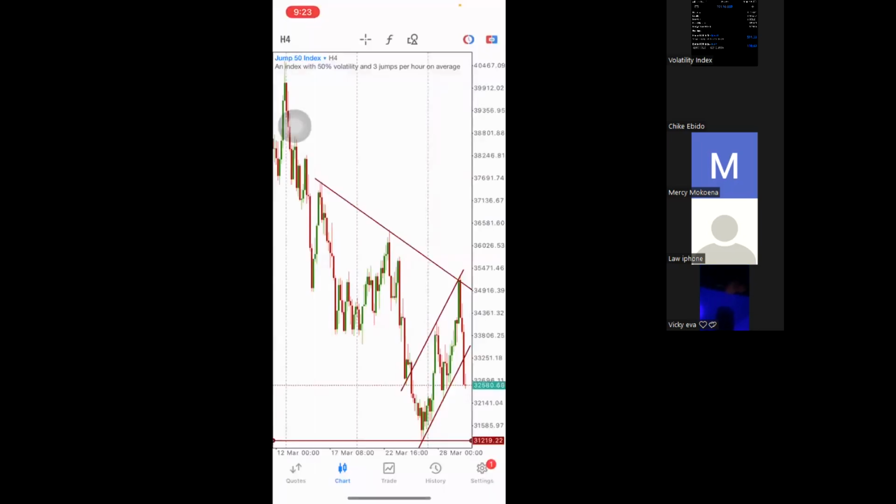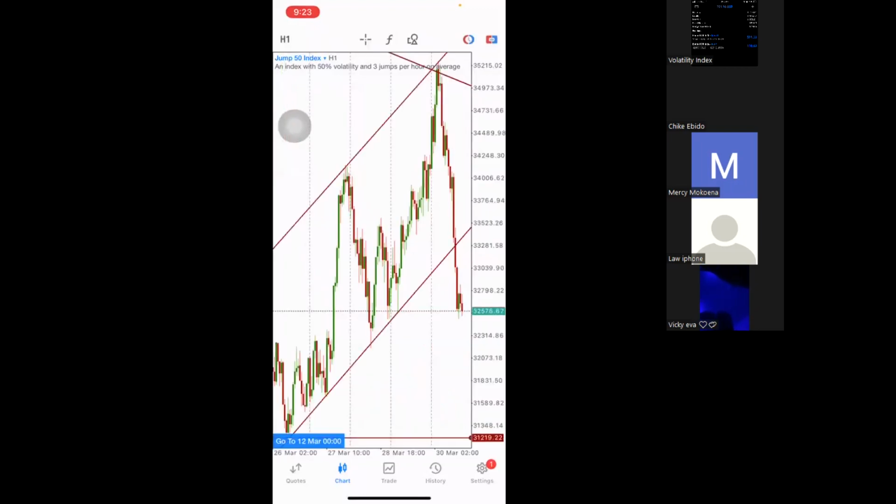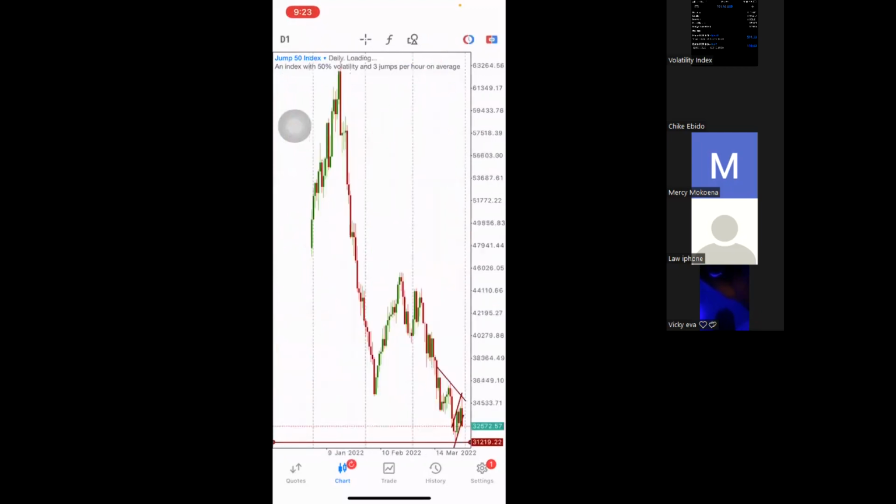And then the last one I gave to you was Jump 50 index. I hope you are in this trade. It's already in profit. I told you to sell Jump 50 index. This trade is going to do well and it's going to fall. Jump 50 is going to fall for a while. It's going to fall, so don't miss it.